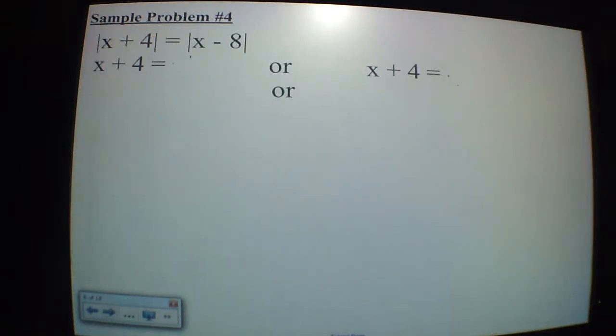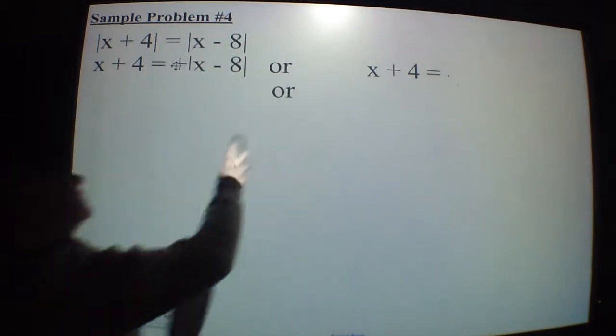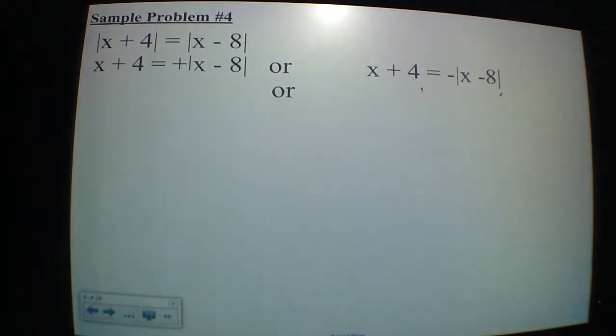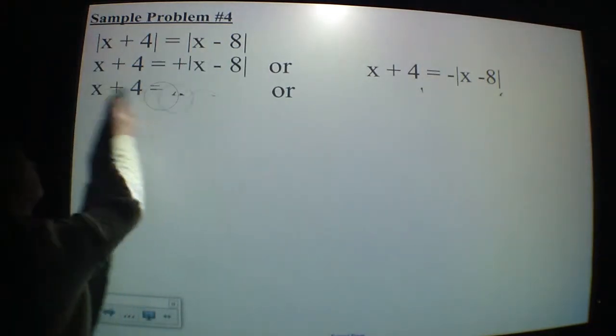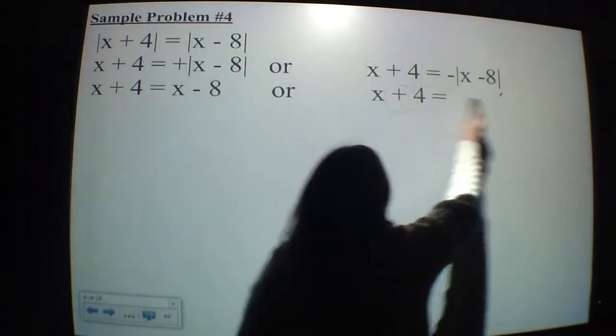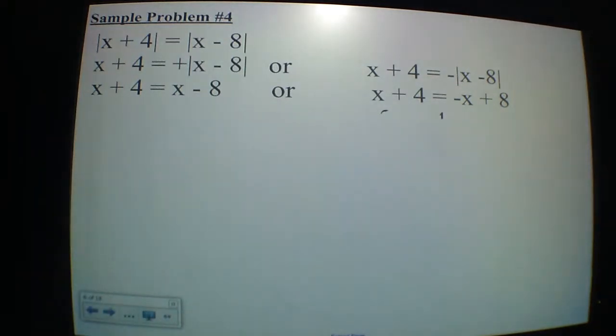Sample problem number 4. I could rewrite that as plus or minus the absolute value. Okay? So x plus 4 is equal to x minus 8. Okay? Or I can take the negative of that. And so let's solve these.